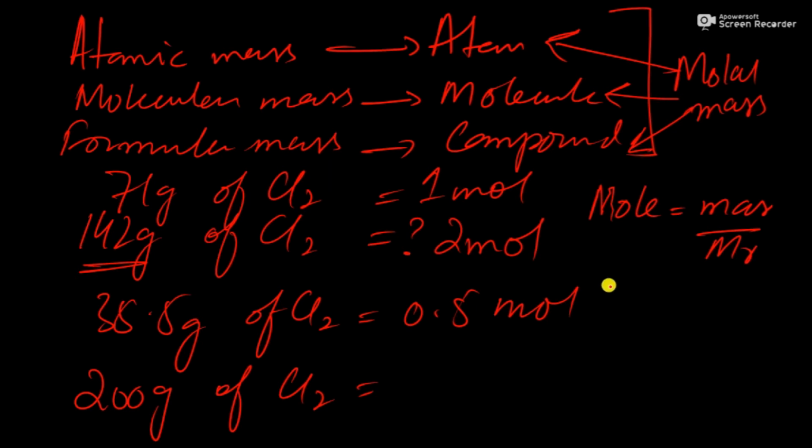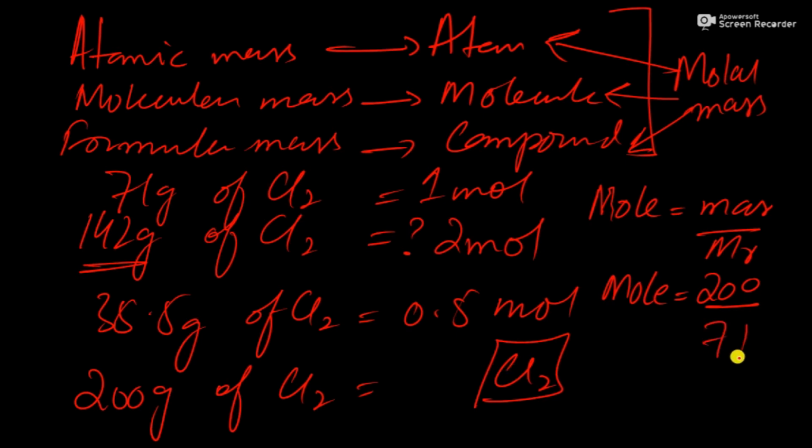Right now we are going to find the moles for 200 gram of chlorine. It is given that we have 200 gram mass, so we can write 200 over here. Chlorine gas means Cl2, and the molecular mass, the mass of 1 mole of chlorine, is 71, so we write 71 over here. If we divide 200 by 71, we get 2.816 moles of chlorine gas. This is how you can calculate moles when you have masses.